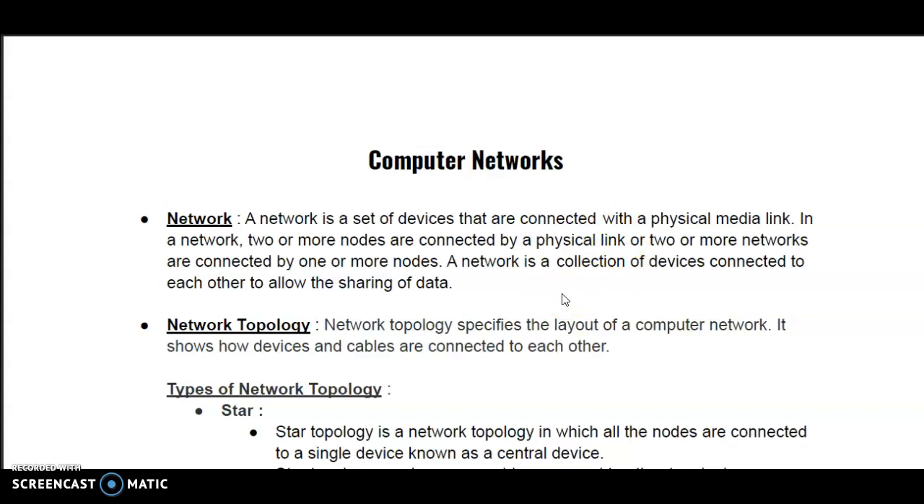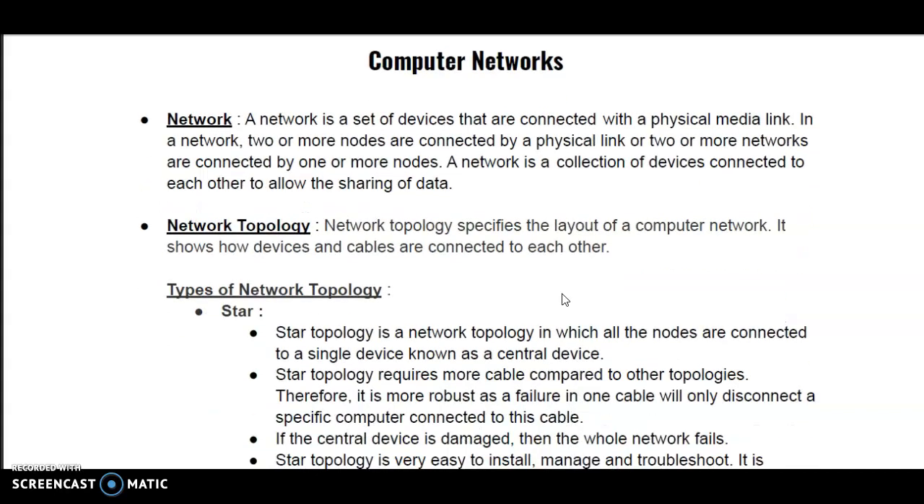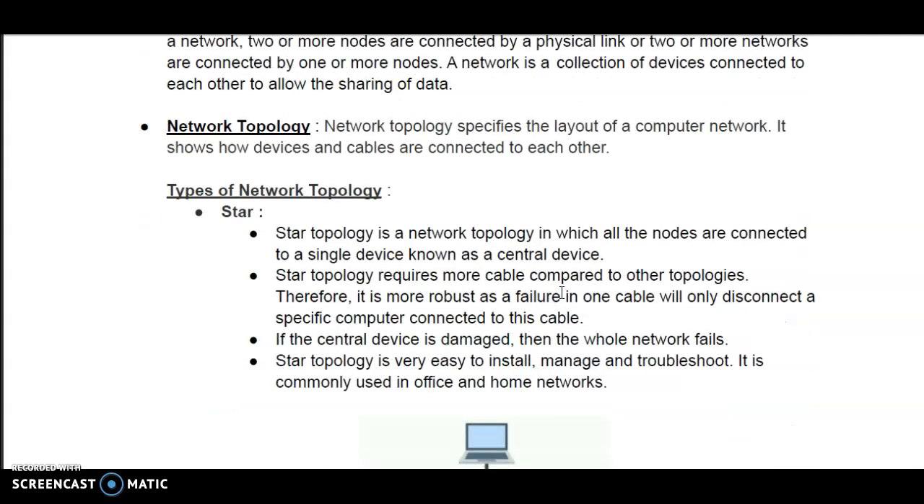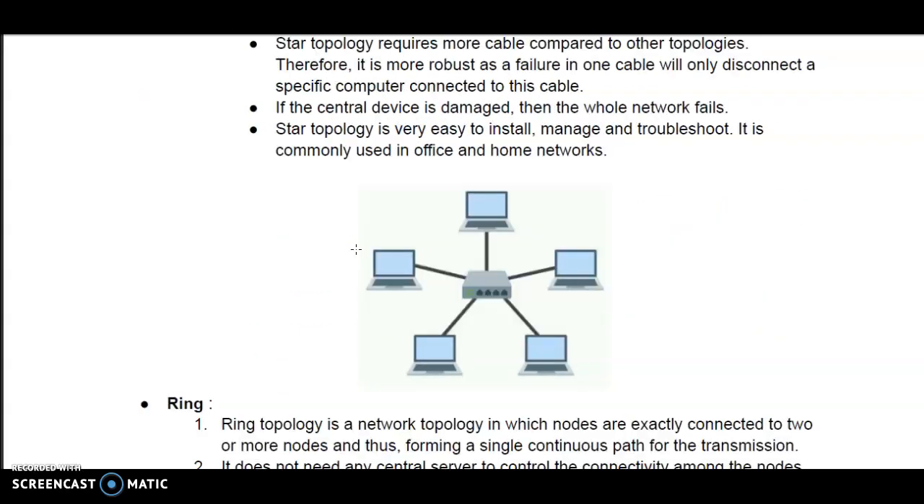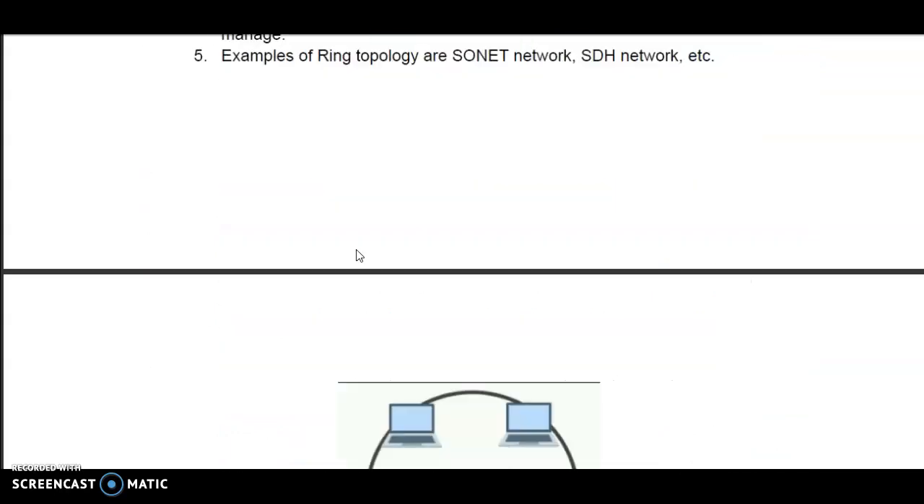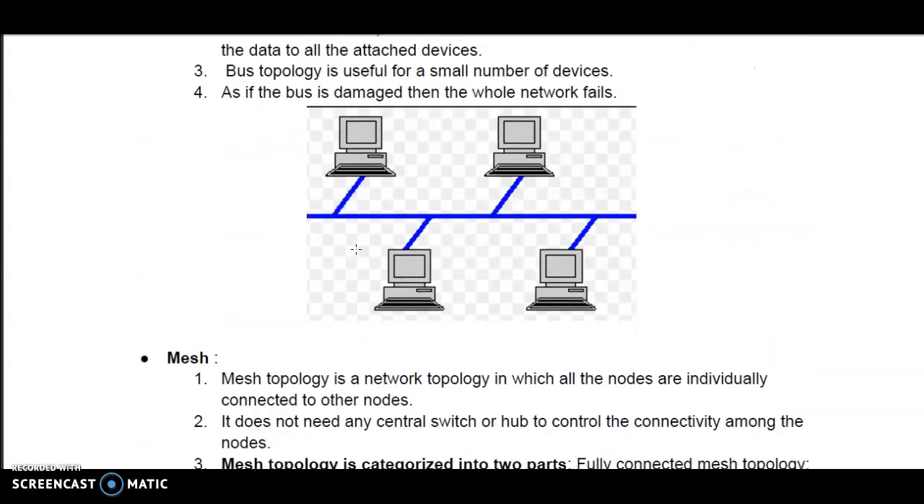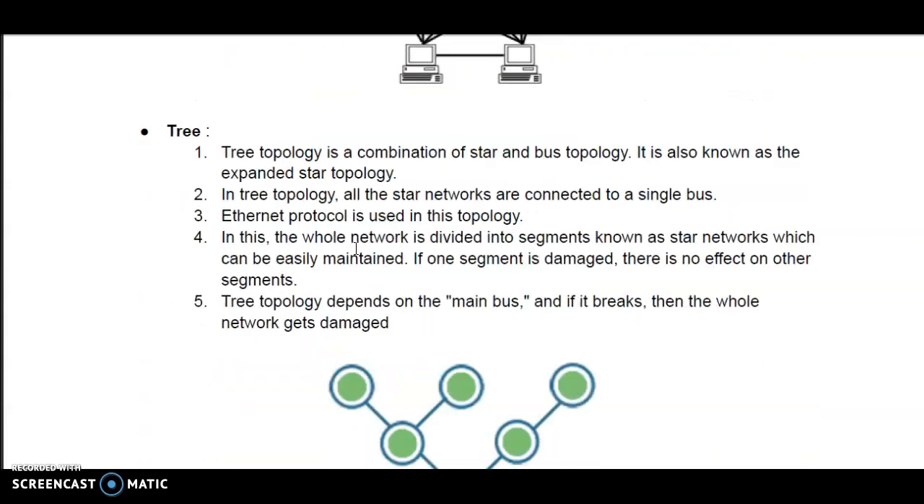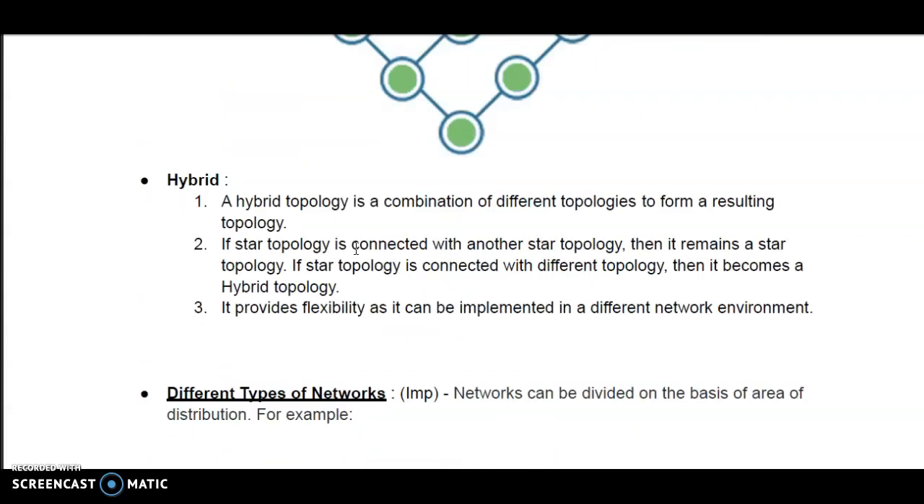Network topology specifies the layout of computer networks. It tells how the computers or devices are connected with each other. The next thing is types of network topologies. First is star topology, then ring, then bus topology, then mesh topology, then tree topology, and last is hybrid. Read about these topologies. These are very simple, you can do it on your own.